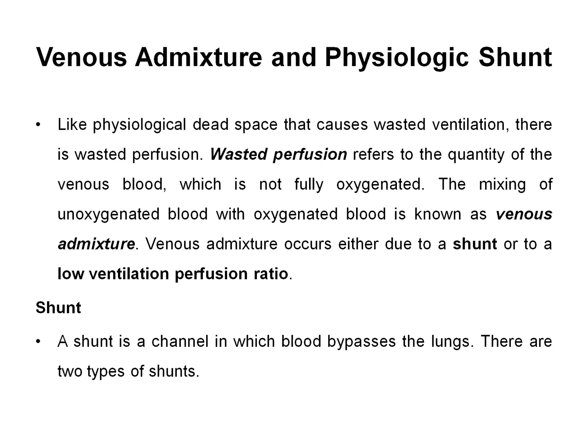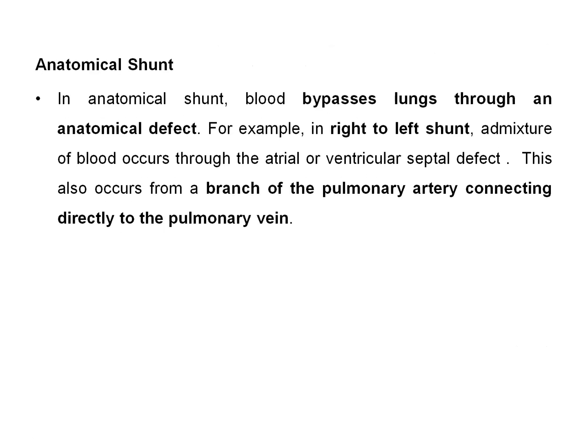Now, what are these shunts? A shunt is a channel in which the blood bypasses the lungs. So it is not reaching the lungs, it is bypassing the lungs. And if it is bypassing, that means it is not completely oxygenated. There are two types of shunts. Anatomical shunts. In this, the blood bypasses the lungs through an anatomical defect.